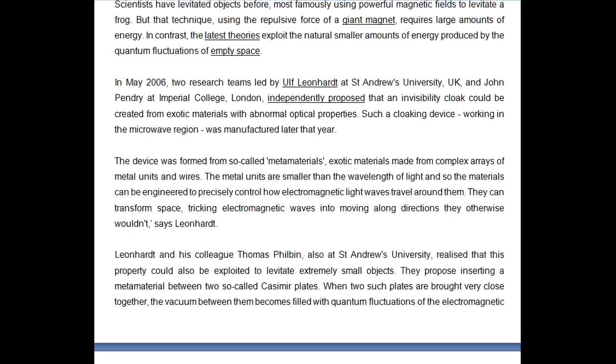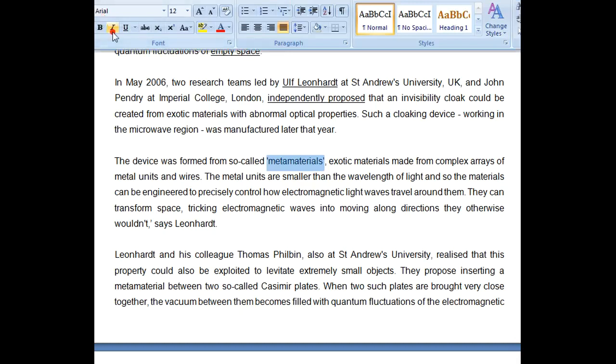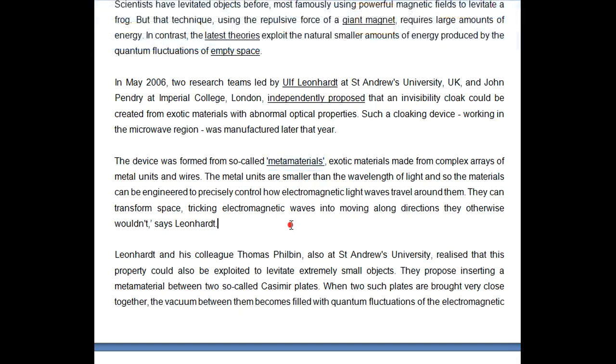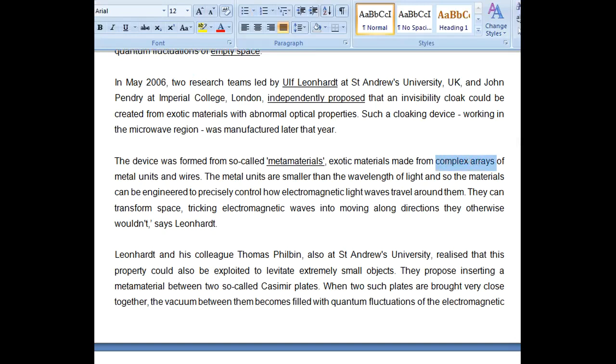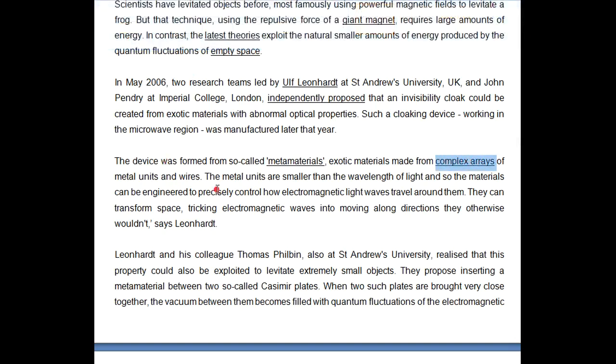Metamaterials. So I have read this far. So I'll start. The device was formed from so-called meta. So I got it. Now I have to read carefully and keep those points in mind, and again I'll go back to the options. Exotic materials made from complex array of metal wire. So you can see it's complex. There it was a simple wire something something. So perhaps that was the one wrong answer we already got. The metal units are smaller than the wavelength of the light, so that is another wrong answer. That was smaller than light or something was given.